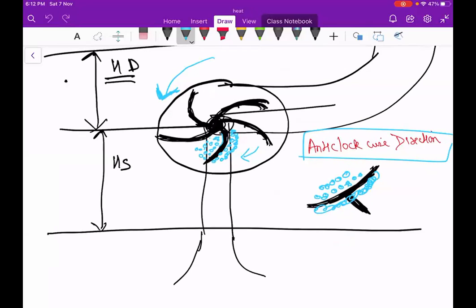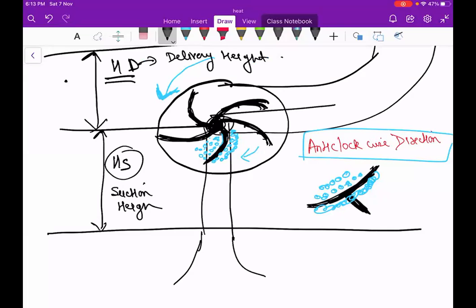Now see here, HS is the suction height, and here SD is the delivery height. Okay, so everyone got this point of clockwise and anti-clockwise. Such small things we are going to see in today's class, and how they help while designing the pump. We are not going to solve numericals, I am just asking theoretical questions on the pump.